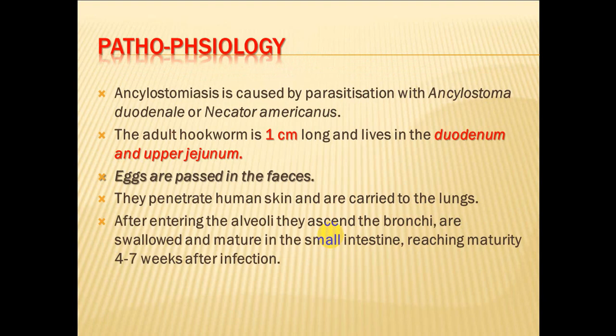Pathophysiology: Ancylostomiasis is caused by parasitization with Ancylostoma duodenale or Necator americanus. The adult worms, about 1 cm, live in the duodenum and the upper part of the jejunum. Eggs are passed in the stool.